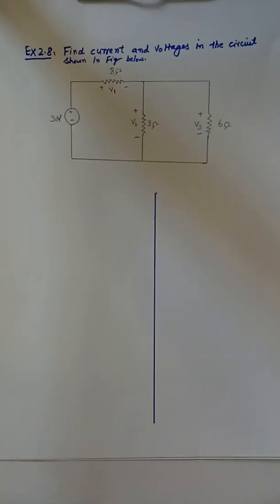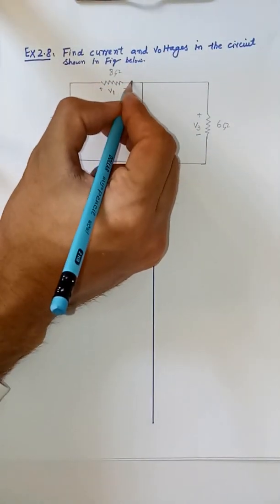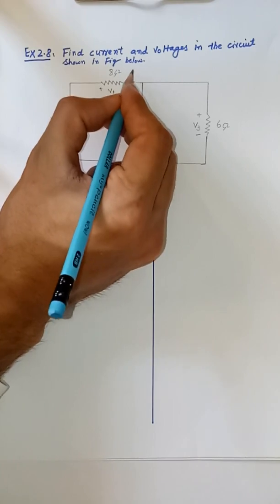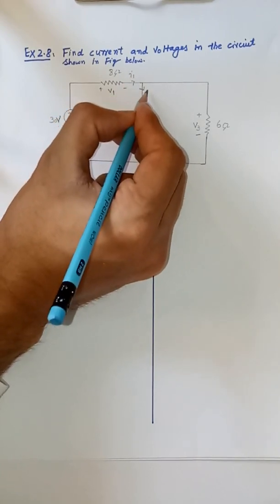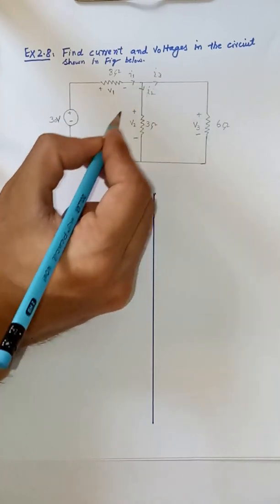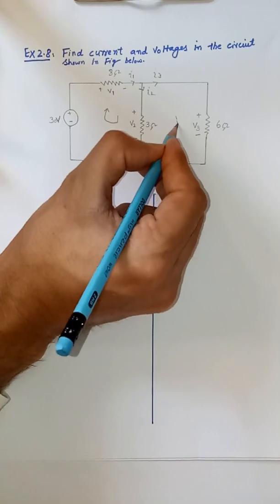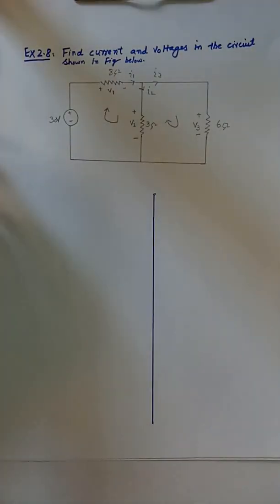Rahim. Fundamentals of Electric Circuits, example 2.8. Find the currents and voltages in the circuit shown in the figure below. So we can start from here. Say I1, I2 and I3, and we have two loops. This is loop 1 and this one is loop 2.